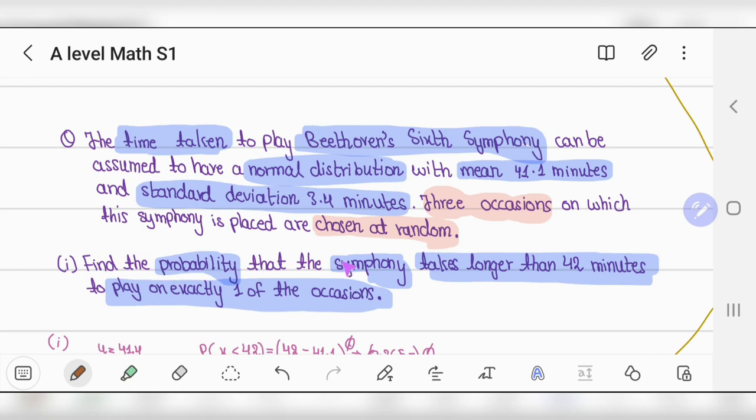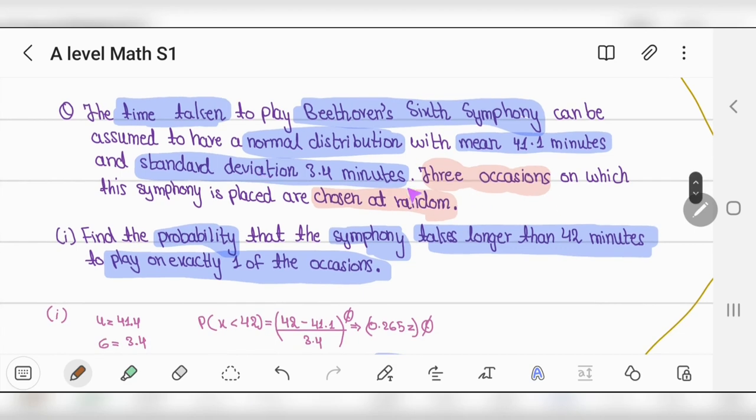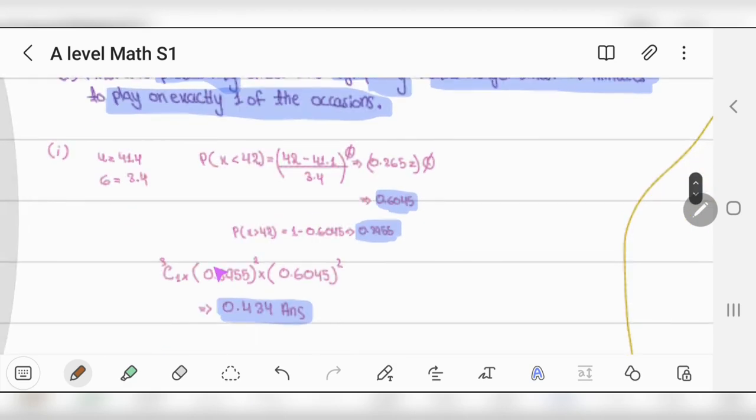Find the probability that the symphony takes longer than 42 minutes to play in exactly one of the performances. You need to find the probability that it takes longer than 42 minutes, and that probability is the probability of success. Then you put it into a binomial. It's going to be 3C1 multiplied by this, multiplied by this. Like I said, you find this, you put this, and you get this 3C1.